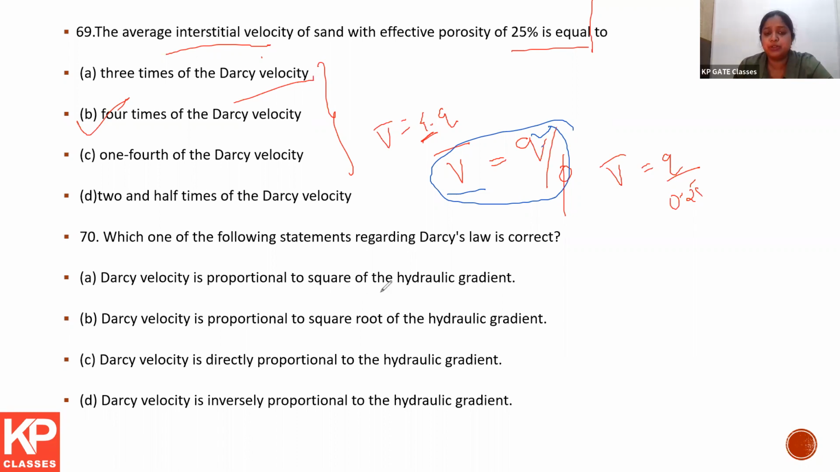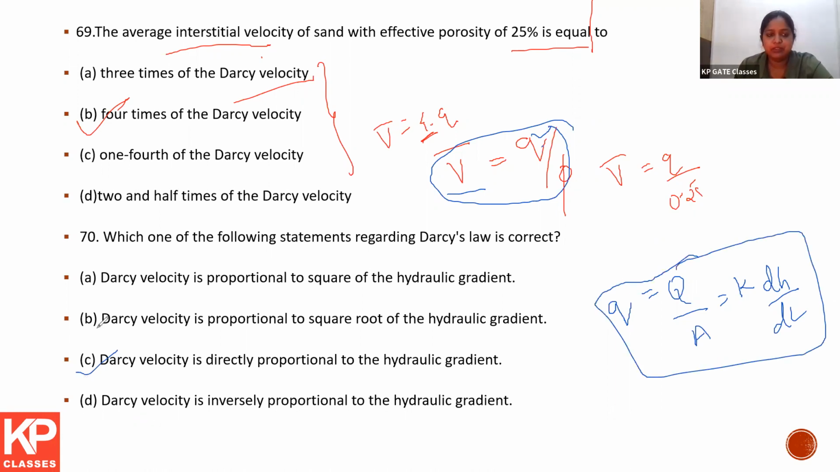Next question, which one of the following statements regarding Darcy's law is correct? Darcy's velocity is proportional to the square of the hydraulic conductivity. Darcy's velocity is proportional to the square root of the hydraulic conductivity. Darcy's velocity is directly proportional to the hydraulic conductivity. Yes, it is directly proportional to the hydraulic conductivity. Darcy's velocity equation: Q is equal to discharge divided by area, which is equal to hydraulic conductivity into gradient dH by dL. So if we know this equation, we can get the answer. Direct hydrogeology question actually.